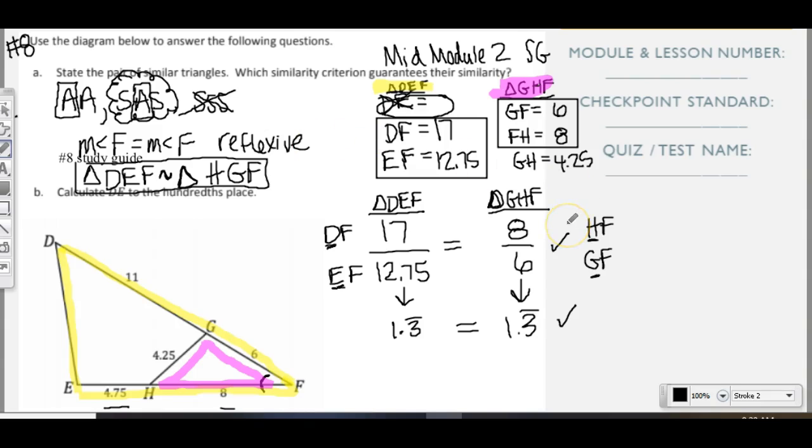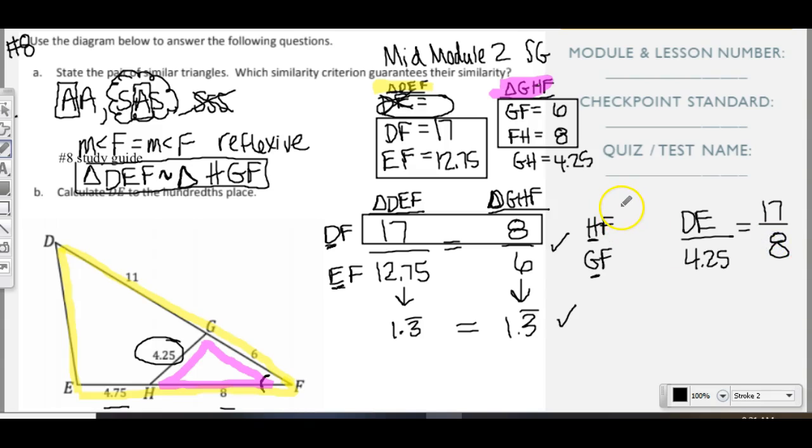Okay, so part B says to find the length of DE to the hundredths place. Sorry, I got it covered up now. DE is going to correspond with that 4.25, right? So DE corresponds with 4.25. We just need to set that equal to another pair of corresponding sides. When we did our proportion over here, 17 from the big triangle corresponds with the 8 from the little triangle. DF corresponds with HF. So now I can just cross multiply and solve.